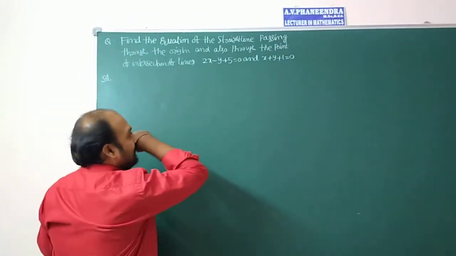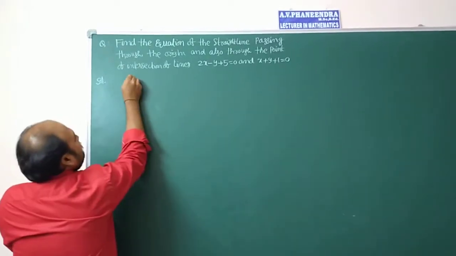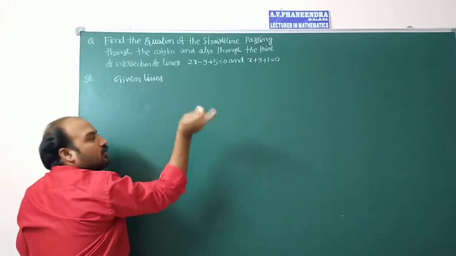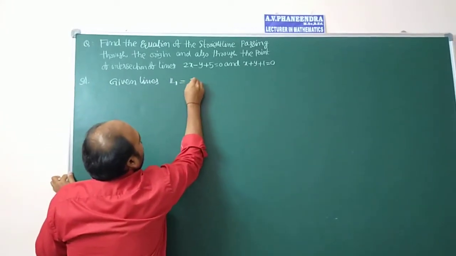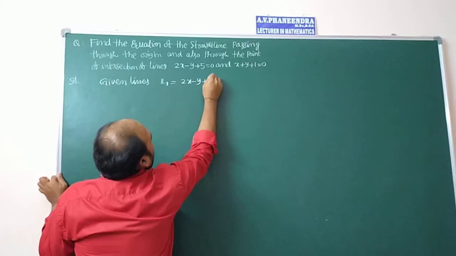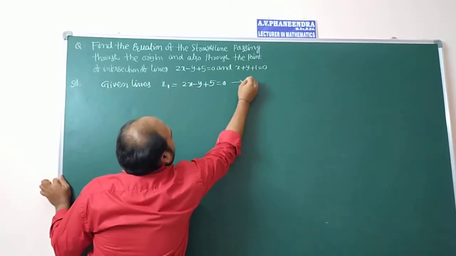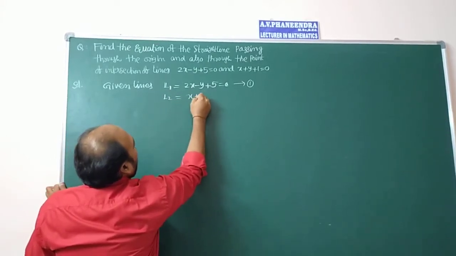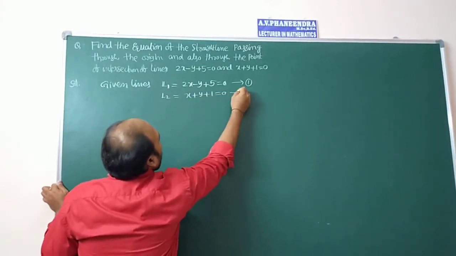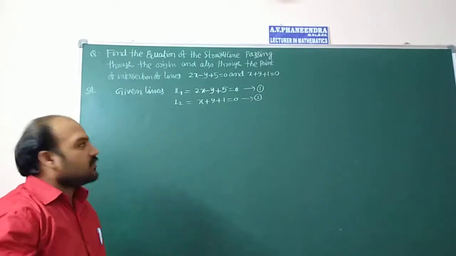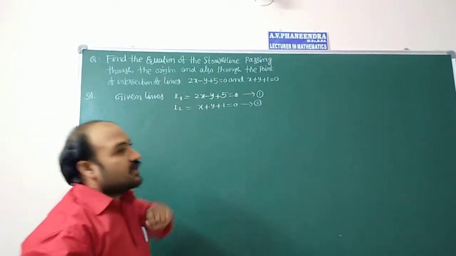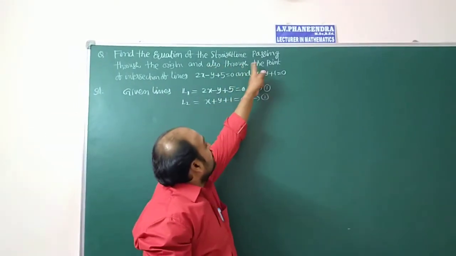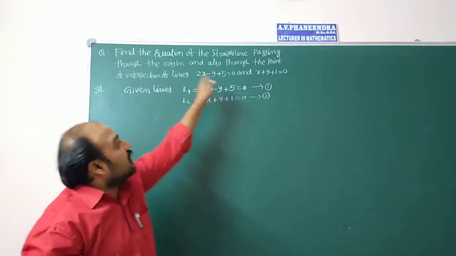First we have to write the given lines. One, you can give the name L1: 2x minus y plus 5 equal to 0, equation number 1. And L2, the second line: x plus y plus 1 equal to 0. After that, find the equation of the straight line passing through the origin and the point of intersection of the lines.